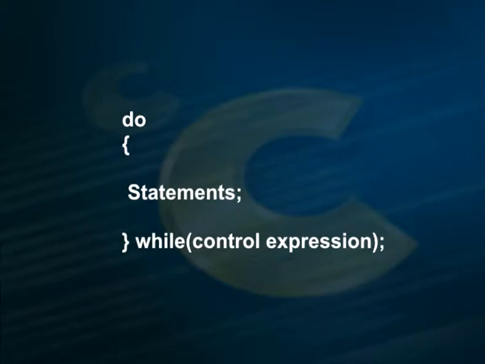Second type is do while. Do while statement is of the form do { statements } while (control expression). Here the control expression is evaluated at the end of the loop instead of the beginning, and consequently the statements inside the braces must execute at least once.